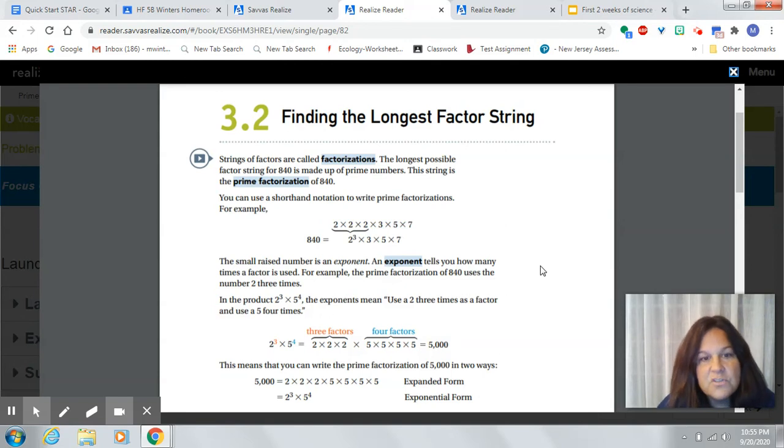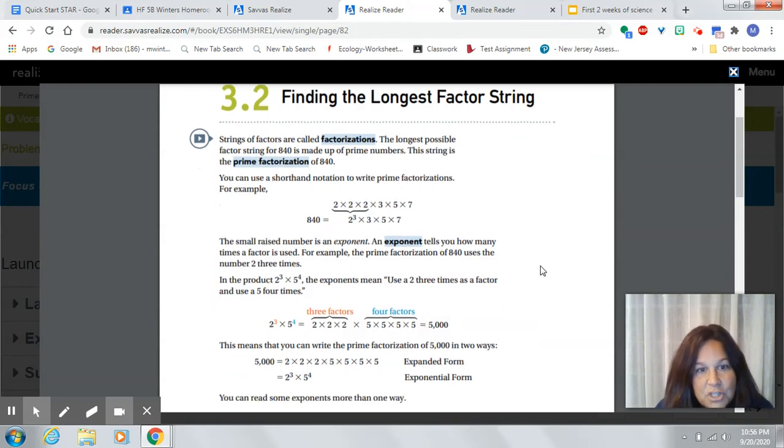And as it says right here, the small raised number is called an exponent. An exponent tells you how many times a factor is used. For example, the prime factorization of 840 uses the number 2 3 times. So 2 times 2 times 2 is 2 to the third power. That small number up there tells you how many times you're going to multiply that number by itself. In this case, it's telling us how many times 2 will appear in that prime factorization.